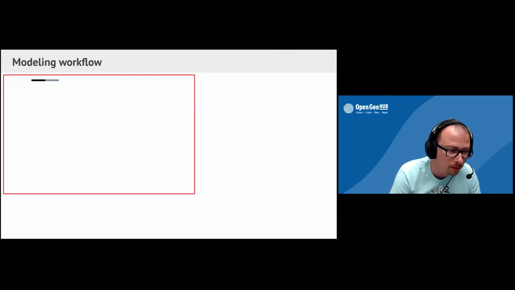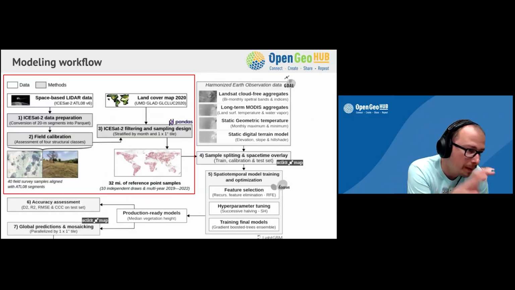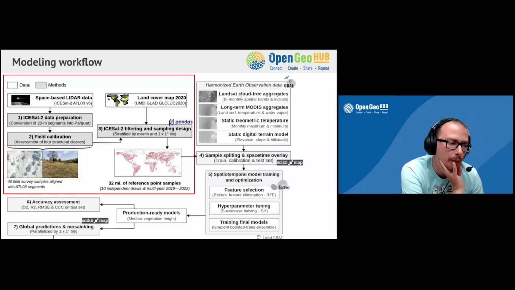Please, next slide, Tom. If you zoom in on this part, this is the beginning of the pipeline. There was a lot of ICESat data preparation. We did some field calibration considering the field work that Maria presented, and also different types of filtering considering the sampling design. I will explain how we used an existing land cover map, the time series produced by the University of Maryland GLAD group, with multiple years to filter the points. Next slide, please.